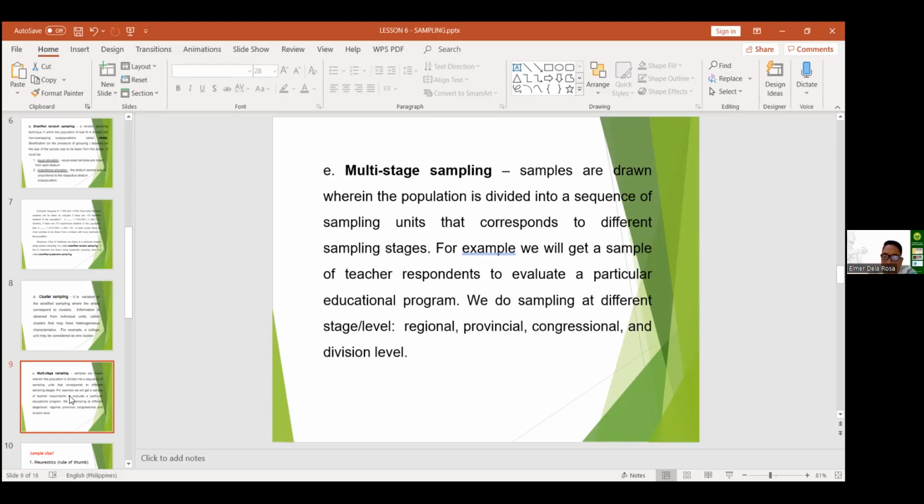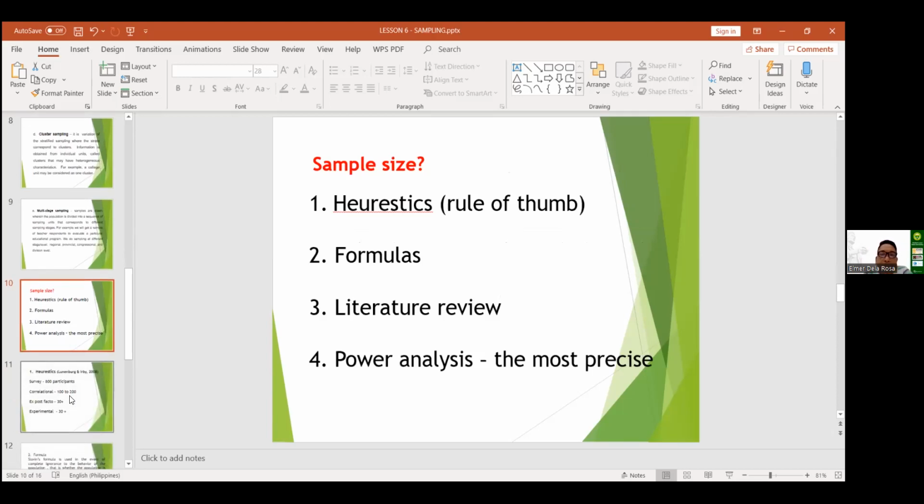So how do we determine sample size? There are 4 different methods of determining sample size. The first one are the rule of thumb or yung tatawaging heuristics, like depende sa analysis. May mga general rules na ginagamit. Pwedeng formula, the most famous of which at ginagamit pa rin ngayon, if you heard of it, is the Slovin formula. Narinig niyo ba yan? Slovin formula in determining sample size?